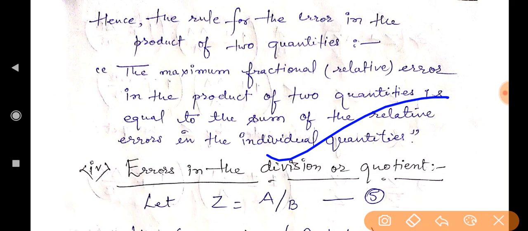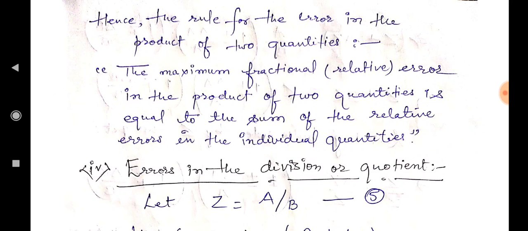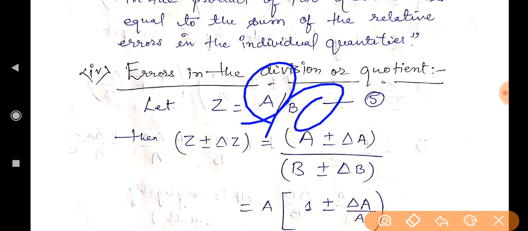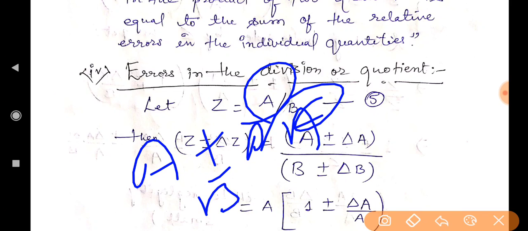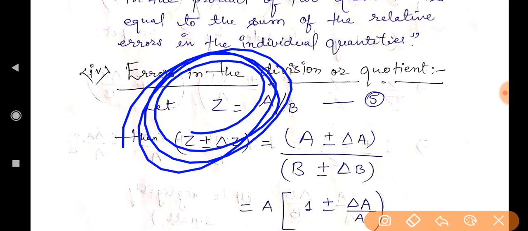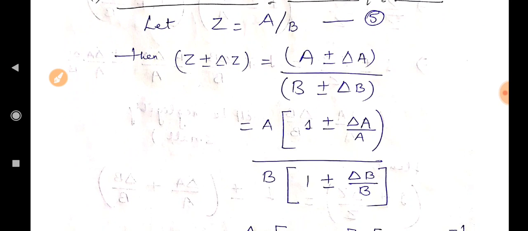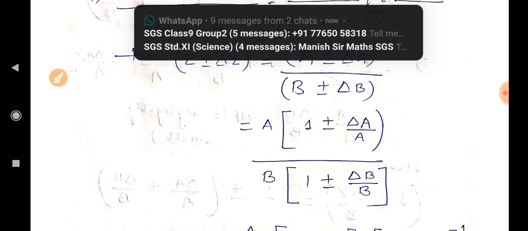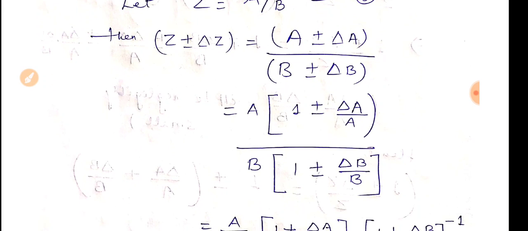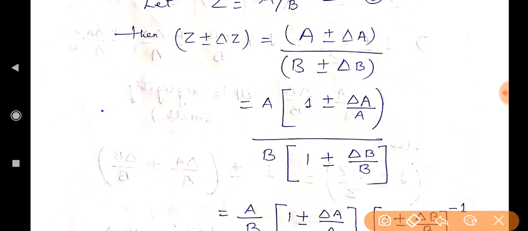Now we will discuss errors in division or quotient. Let Z equal A divided by B, where A and B are measured quantities whose measured values are A plus minus delta A and B plus minus delta B, and we have to find the maximum error occurred in quantity Z. So we can write Z plus minus delta Z equals (A plus minus delta A) divided by (B plus minus delta B).